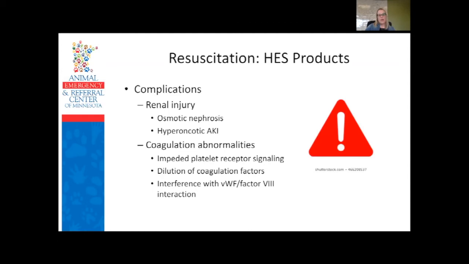Hydroxyethyl starch products have been documented with fairly significant rates of complication, significantly in the human literature. The biggest thing that we have seen documented is renal injury, and there's a number of different proposed mechanisms as to how these products can induce renal injury. They think it might be osmotic nephrosis. They think it might be hyperoncotic acute kidney injury. You're not really sure, but they've been shown to cause the potential for significant renal injury, as well as having a pretty significant impact on coagulation through a variety of mechanisms.